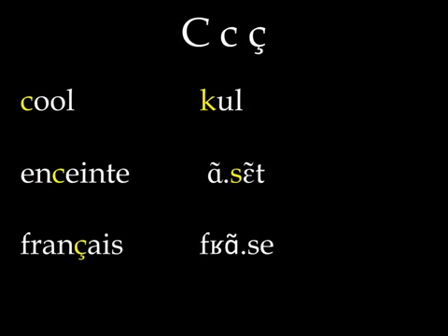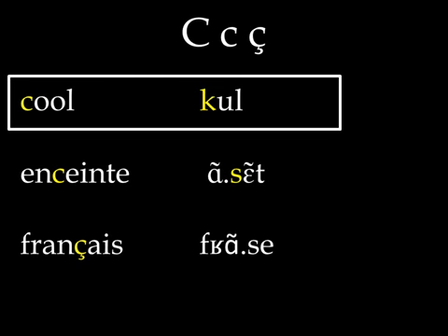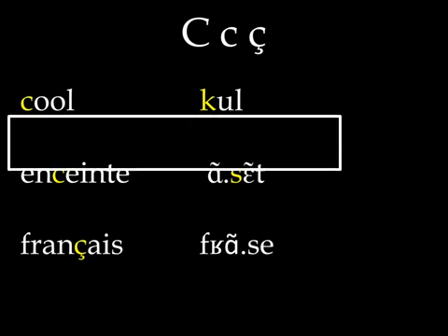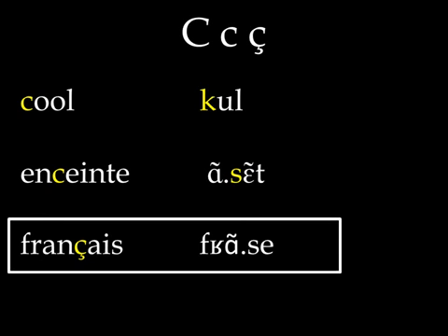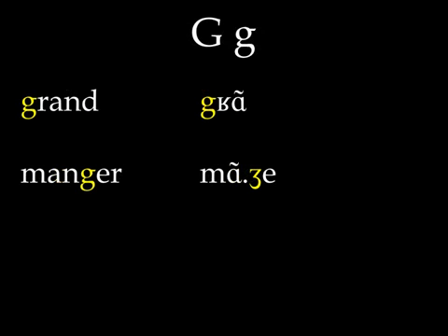We move on to consonants. C is usually hard, like in the word cool, but when followed by an E or an I has a soft S sound, like in enceinte. But then some words have C's in them that aren't followed by E's or I's, but are still pronounced S, like in français, and that's because they have the cedilla on the C to tell us this is a soft S sound.